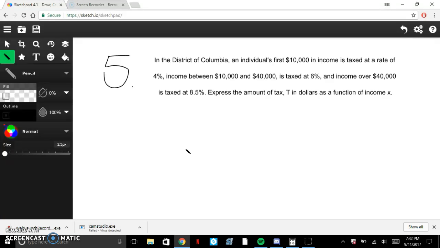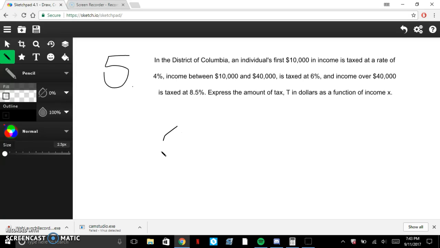In the District of Columbia, an individual's first $10,000 in income is taxed at a rate of 4%. Income between $10,000 and $40,000 is taxed at 6%. And income over $40,000 is taxed at 8.5%. Express the amount of tax T in dollars as a function of income X.